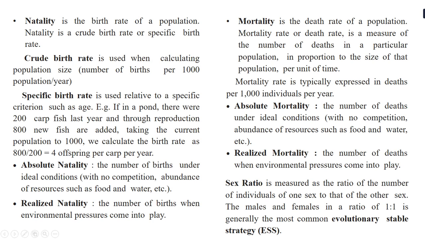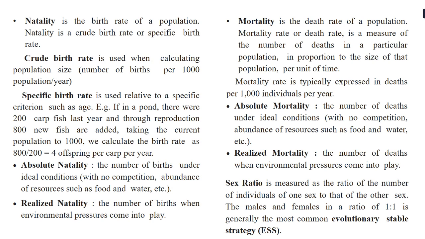Then come the terms absolute natality and realized natality. Absolute natality is the number of births under ideal conditions, that means when the conditions are favorable for birth. Favorable conditions mean there is no competition at all, and there is abundance of resources like food, water, shelter for an organism to grow, for a population to grow.